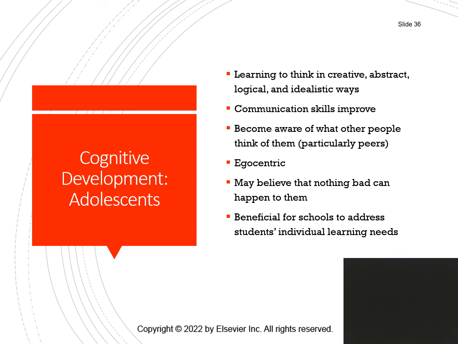Another part of egocentrism is the belief that one's own experiences are unique. Adolescents may not realize that other people have faced similar disappointments and problems too. They may believe that they are immortal. Schools that address a student's individual learning needs can aid young people in their search for meaning and identity. School and extracurricular activities are important for social activity.